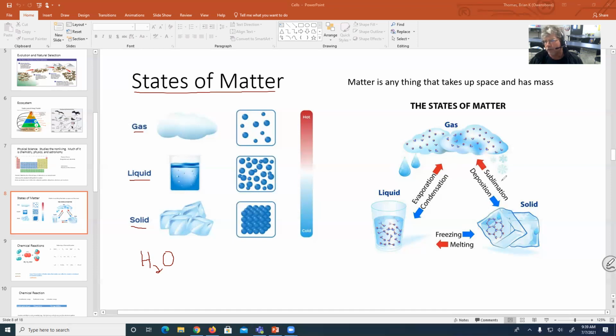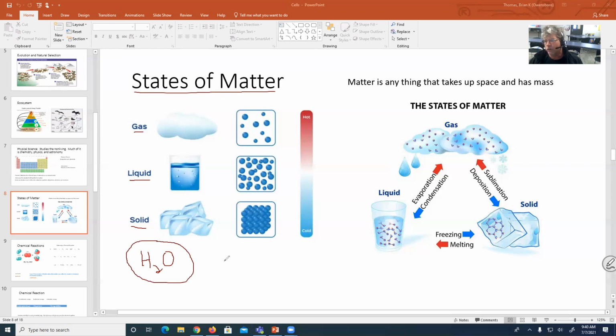Now, the words that we may not be as familiar with are for when a gas turns into a solid. I'm not as familiar with these words, but a gas can turn into a solid, and that's called deposition. Deposition is when a gas turns into a solid. A solid can turn into a gas, and that's what we call sublimation. So sublimation is another word that I'm not as familiar with. I'm more familiar with evaporation, condensation, freezing, and melting. But like I said, most of my stuff is associated with water.